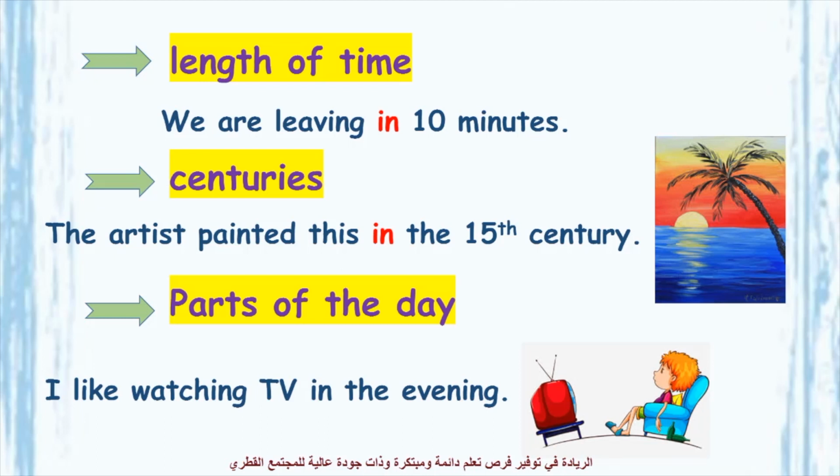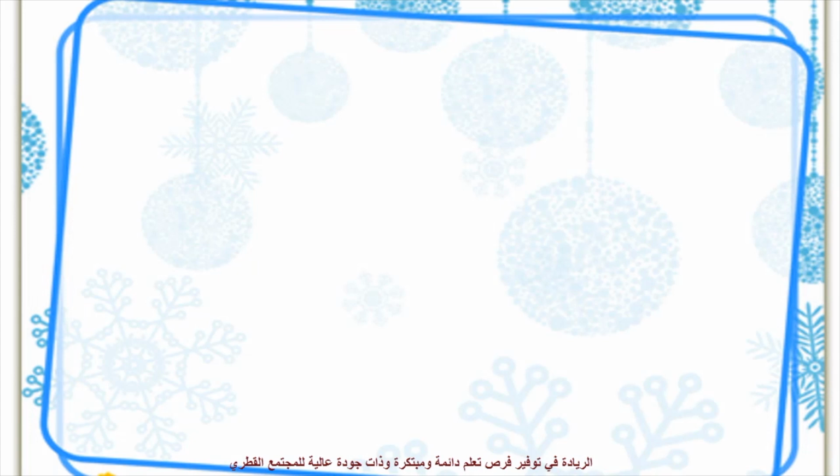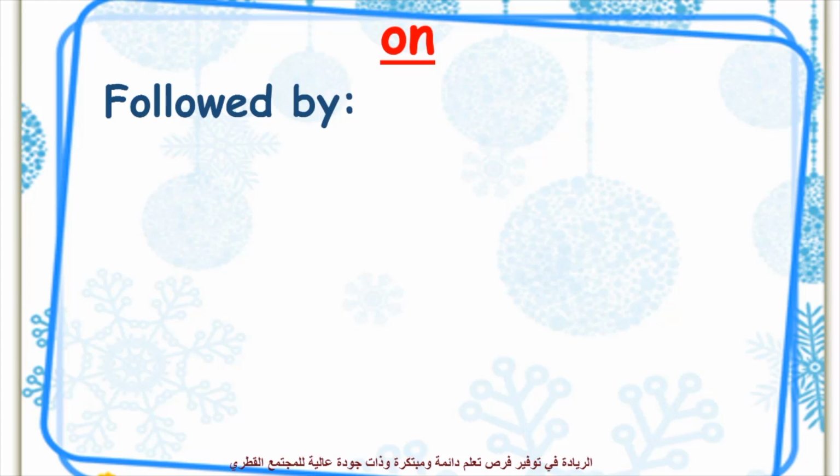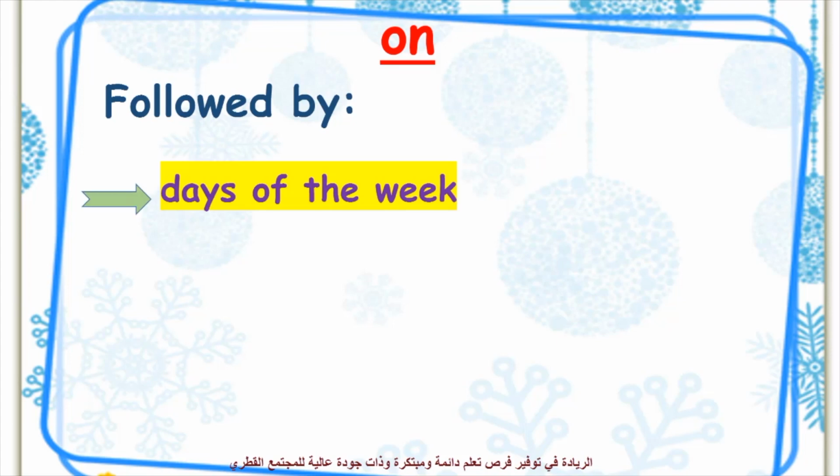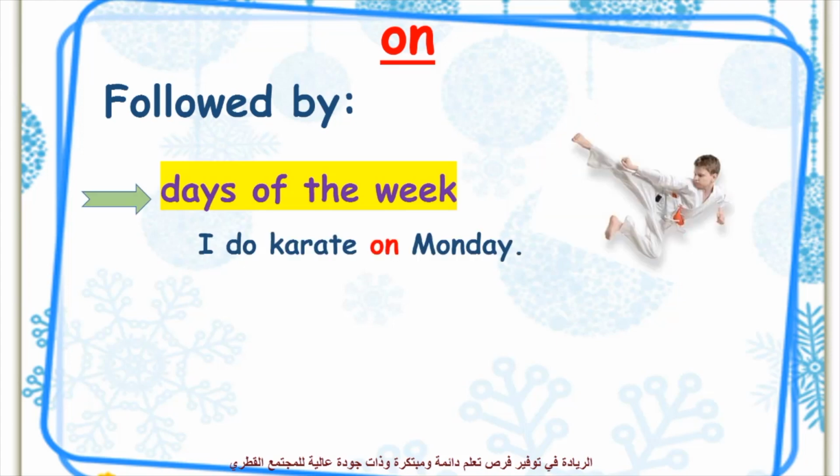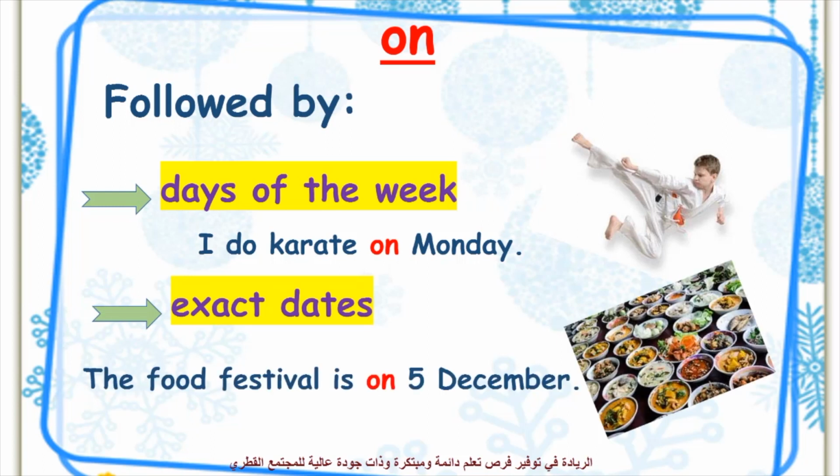And now let's move on to the second most common preposition, on. On is usually followed by days of the week. Example, I do karate on Monday. On is also followed by exact dates, like the food festival is on 5 December. These are two common cases in which we use the preposition on to express time.